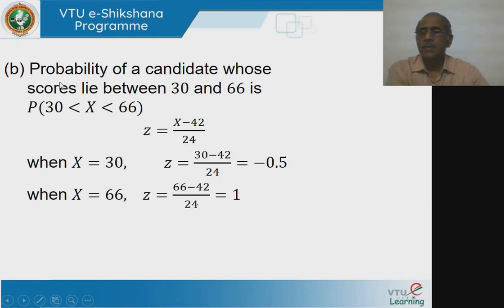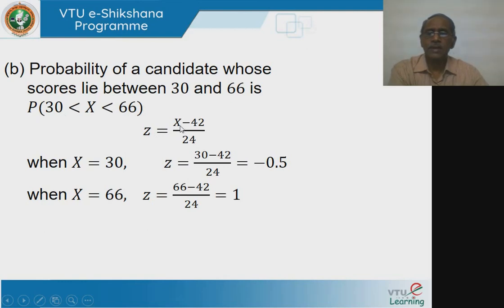Similarly, for the second case, we have to find the probability of a candidate whose score lies between 30 and 66. That is, we have to calculate the probability of 30 less than x less than 66. Now let us calculate the standard normal variable z for x equal to 30 and for x equal to 66.